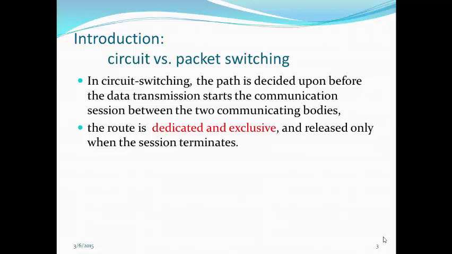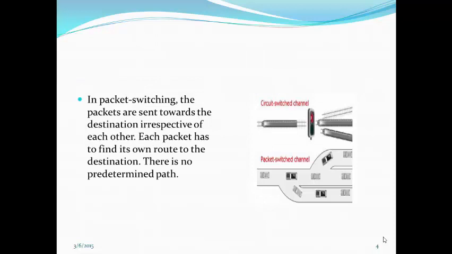Circuit switching versus packet switching. Okay, in circuit switching, the path is decided upon before the data transmission starts, the communication session between the two communicating bodies. The route is dedicated and exclusive and released only when the session is terminated. However, in packet switching network, the packets are sent toward the destination irrespective of each other. Each packet has to find its own route to the destination. There is no predetermined path.